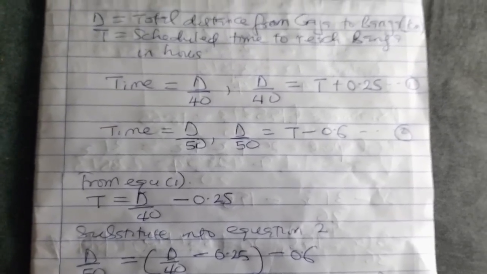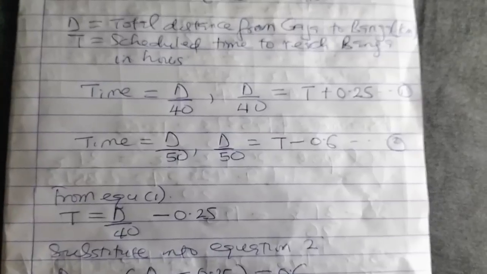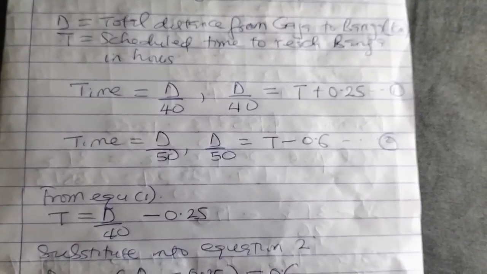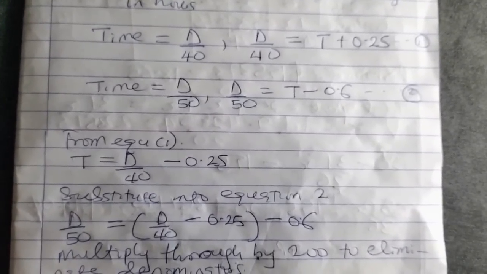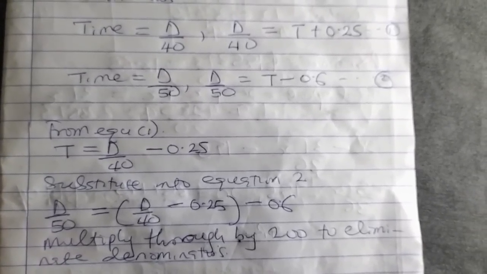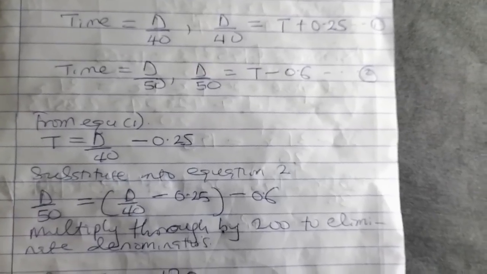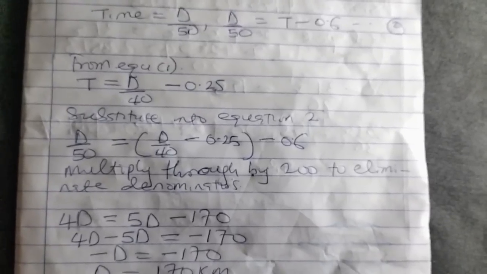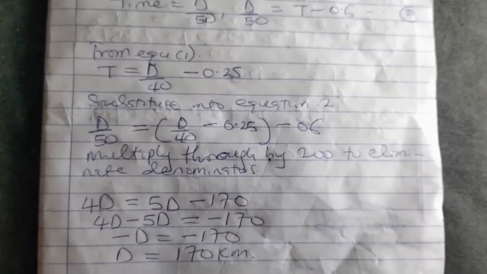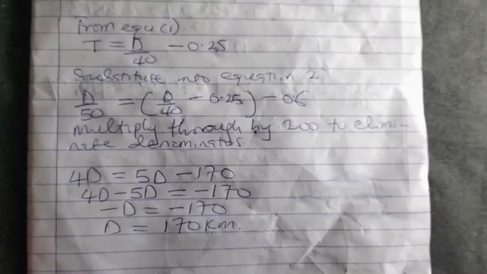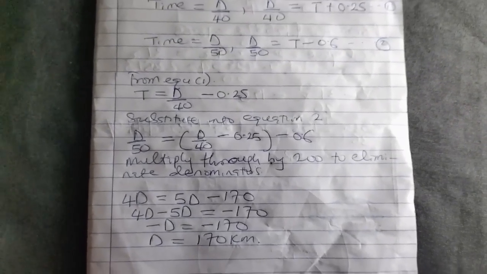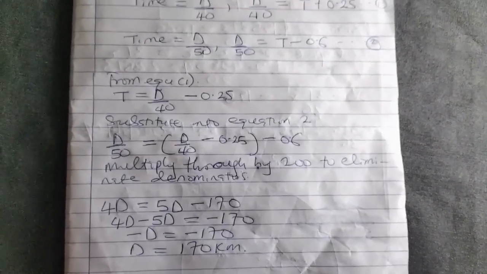So from equation 1, making T the subject, T equals D over 40 minus 0.25. Substitute equation 1 into equation 2, we have D over 50 equal to bracket D over 40 minus 0.25, bracket closing, minus 0.6. Multiply it through by 200 to eliminate the denominators. We now have 4D equal to 5D minus 170. Collecting like terms, 4D minus 5D equal to minus 170. Minus D is equal to minus 170. Then D is equal to 170 kilometers. That's the distance between Gaja and Banga.